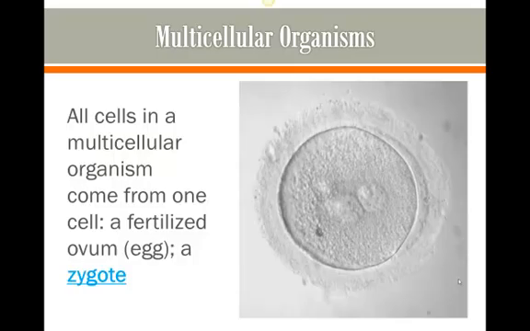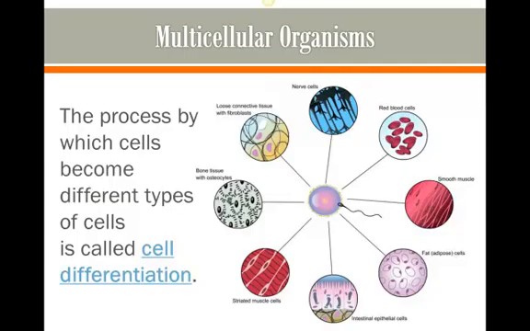And then something built in by God will trigger the cells that are starting to be made to become specialized. And that process is called cell differentiation. Cells are becoming differentiated. They become specialized. So you can see there in that picture, the sperm is uniting with the ovum, creating the zygote.